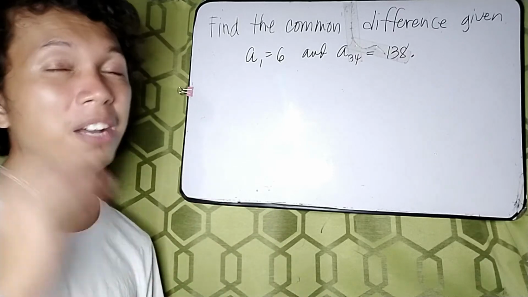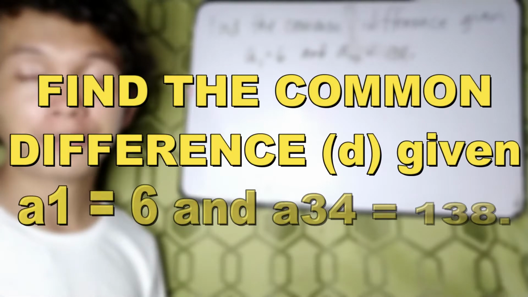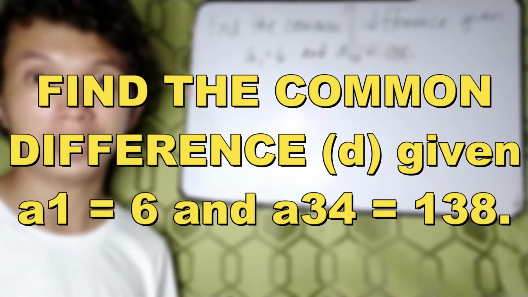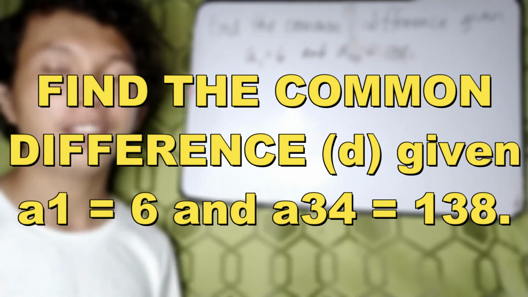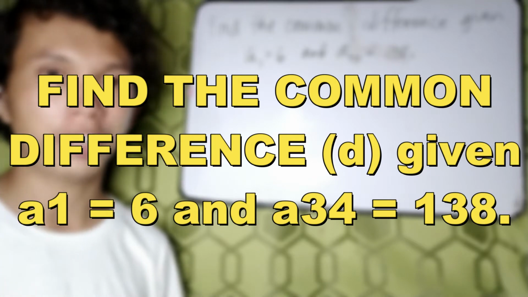Hello everyone, we have another arithmetic sequence problem, and that is: find the common difference given a sub 1 is 6 and a sub 34 is equal to 138. Let's try to solve this in this new learning video.